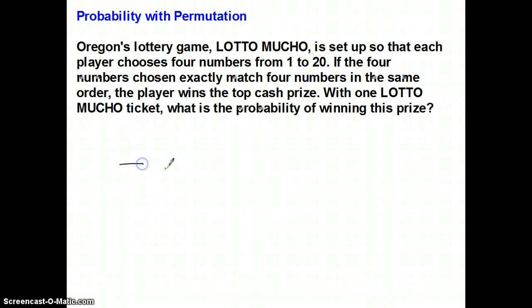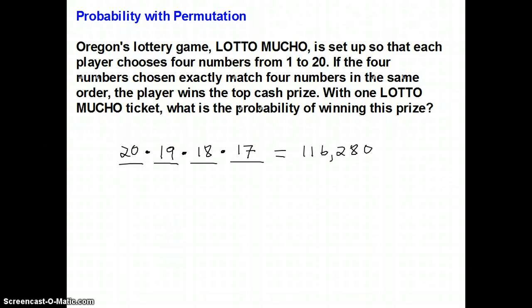So we have 4 numbers to choose here from 1 to 20. And the first number that we pick, we have 20 different options, but once we pick that first number, we only have 19 options, and then 18, and then 17 options. So to figure out the total amount of options possible, we have to multiply these together. And we end up getting 116,280. So the probability of actually winning this prize represents a 1 out of 116,280.